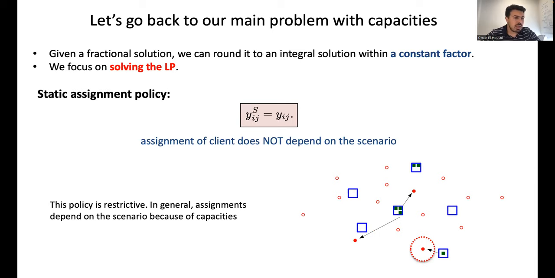So when I change the scenario, right now because there is no client on the left of the dashed circle, on the right of the dashed circle, then this client gets assigned from this unit. So in other words, the assignment of the clients when you have capacities depends on the scenario. Because you only have one unit here, this cannot serve any number of clients. So depending on the scenario, you might change the assignment. So implementing this policy, y_ij^s equal to y_ij, we know that this is not an optimal policy.